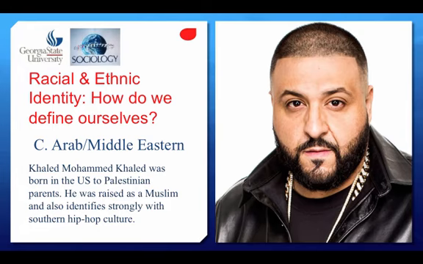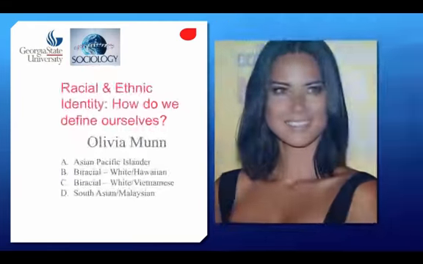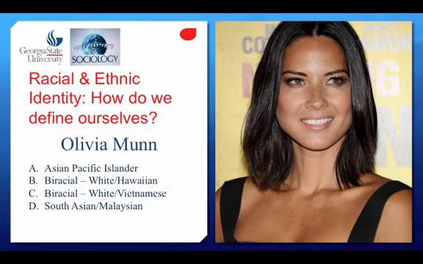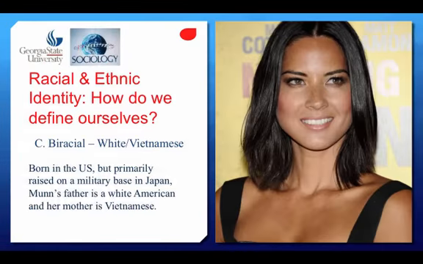So, interesting example. How about Olivia Munn? Is she Asian Pacific Islander? Is she biracial white and Hawaiian? Is she biracial white and Vietnamese? Or is she South Asian or Malaysian? Turns out that, while she was raised in Japan, her father is white and her mother was Vietnamese, so she identifies as biracial white and Vietnamese.